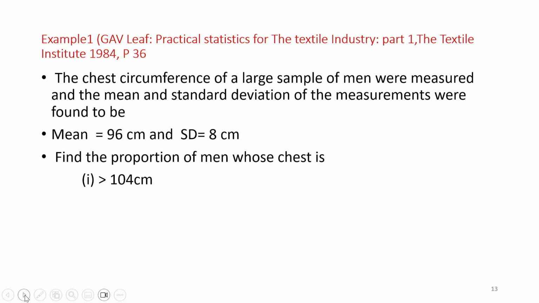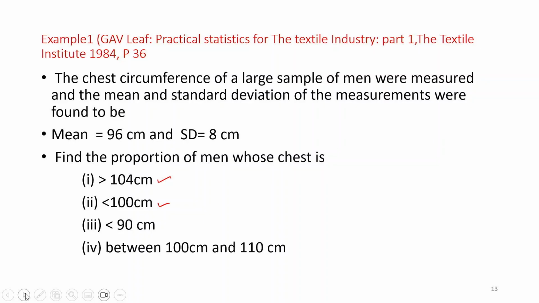Find the proportion of men whose chest is more than 104 centimeter. Second, less than 100 centimeter. Third, less than 90 centimeter, or between 100 and 110 centimeter. How to find out these probabilities? So what should be the approach?